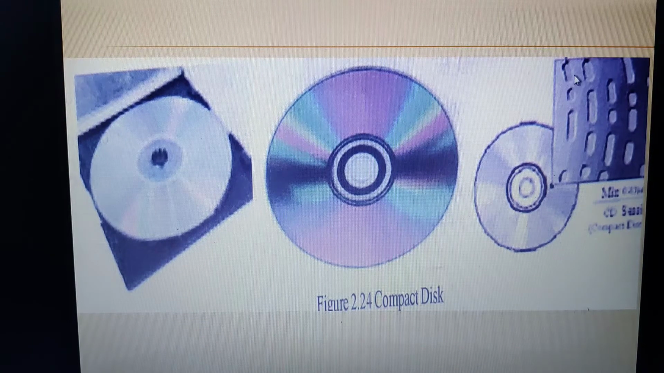By using laser irradiation, there is a formation of bubbles onto this compact disc. Once the bubbles have been formed, we cannot retain the status back again. Therefore, the compact disc read only allows you to write the contents only once and you can read the contents several times. I hope you are able to understand.